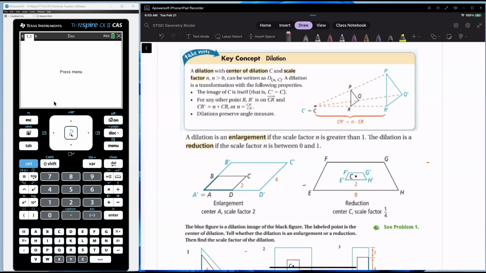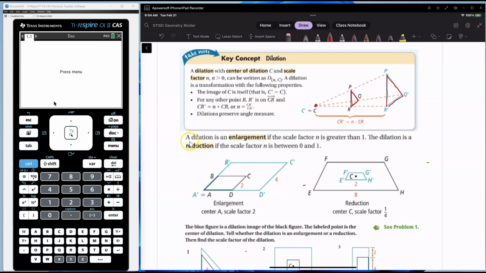I'm going to go ahead and do the review. I'm going to first talk about dilation. We do have a dilation here, and here is the center. Here is the pre-image, and then here is the image. And in this example, we know that the pre-image is enlarged by some type of scale factor, and we call that n.